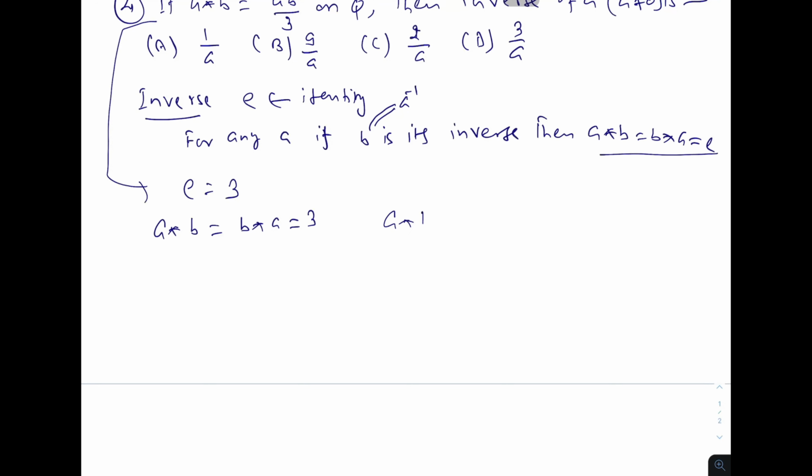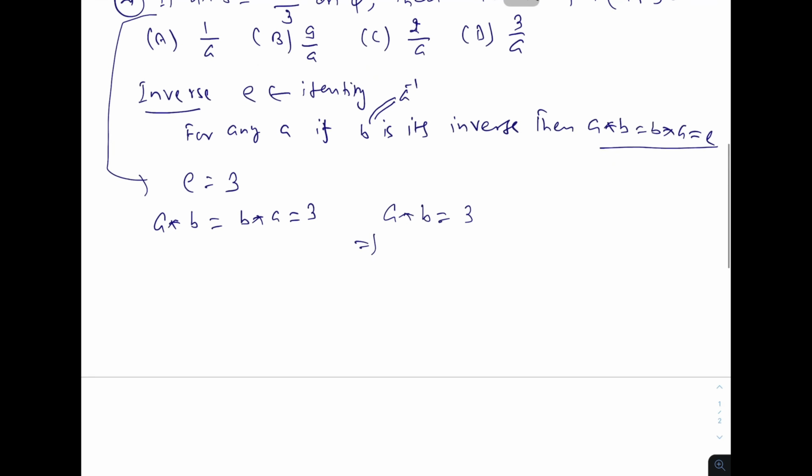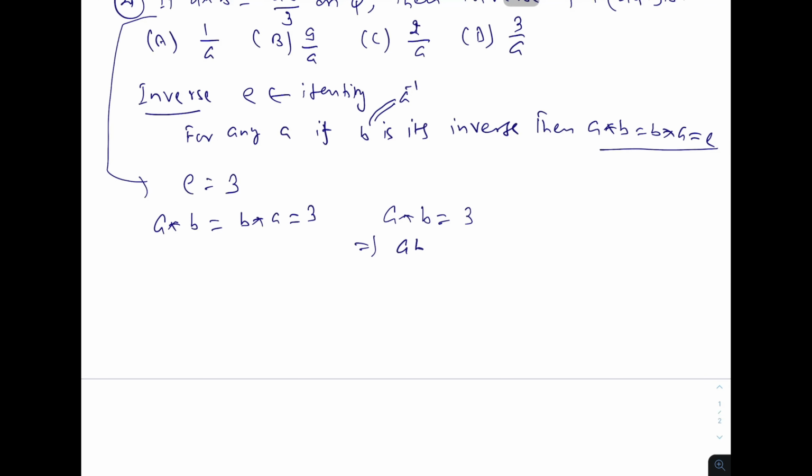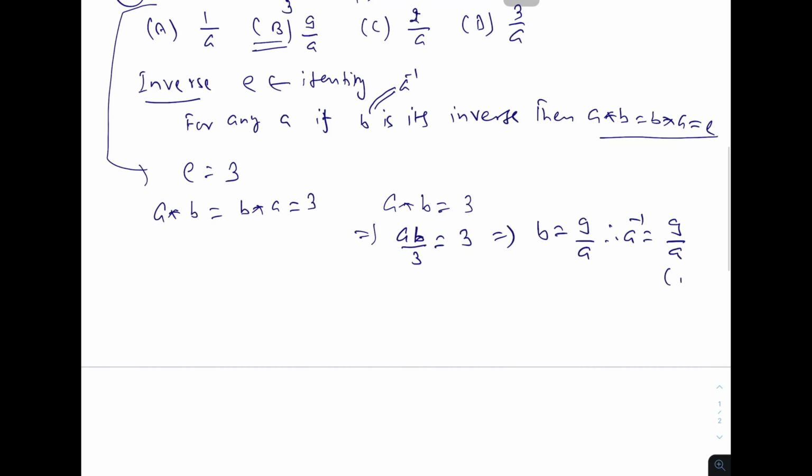So A star B equals 3 implies, now what is A star B? A star B equals AB by 3. So AB by 3 equals 3, and this implies B equals 9 by A. So B is the inverse, and A inverse is equal to 9 by A. So the answer is 9 by A, option B.